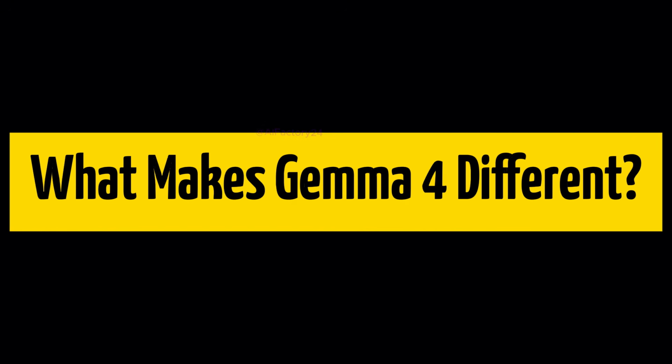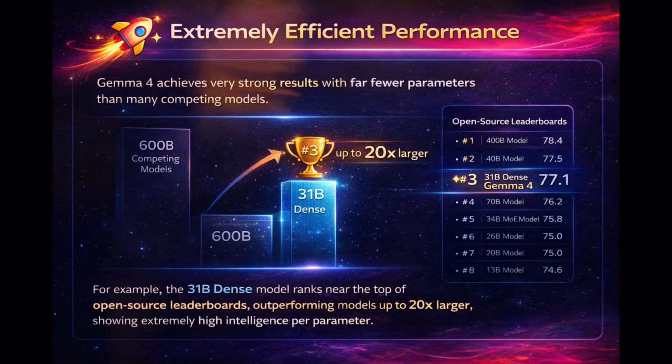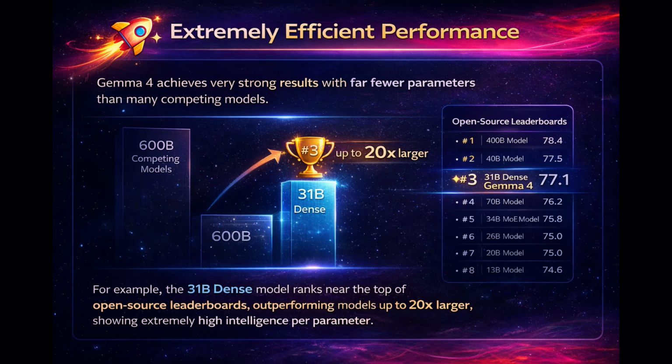What makes Gemma 4 different? 1. Extremely efficient performance. Gemma 4 achieves very strong results with far fewer parameters than many competing models. For example, the 31B dense model ranks near the top of open-source leaderboards, outperforming models up to 20 times larger, showing extremely high intelligence per parameter.